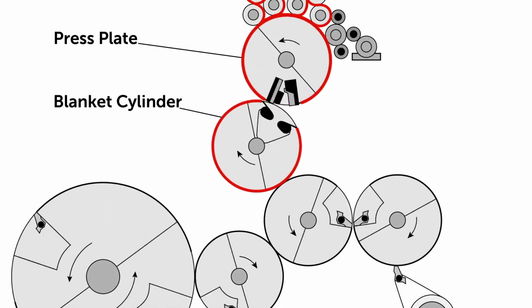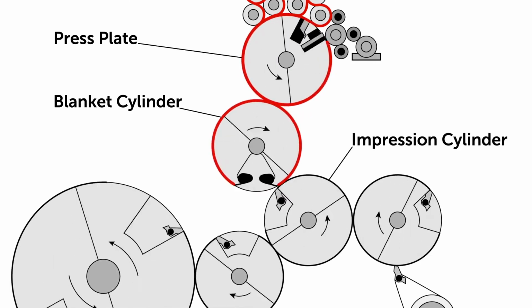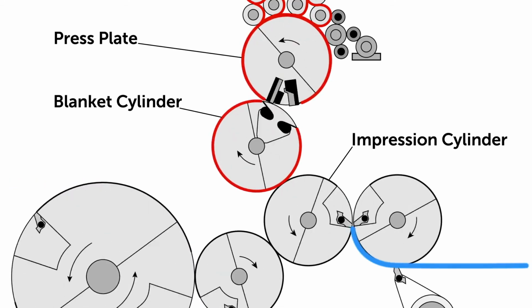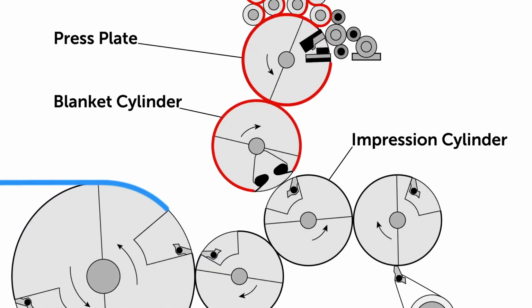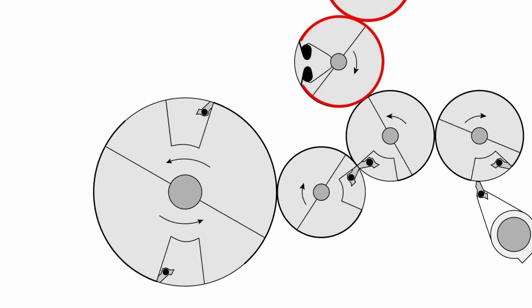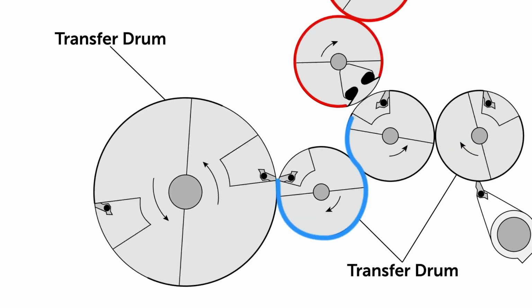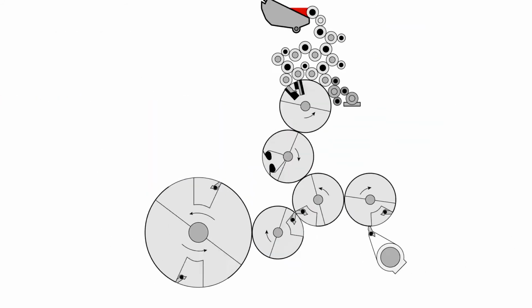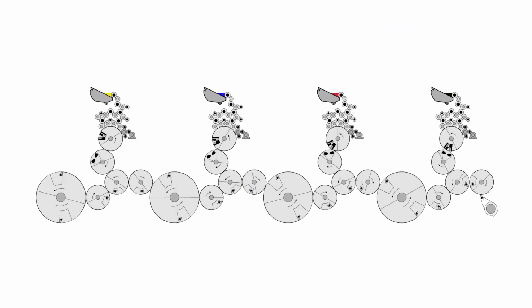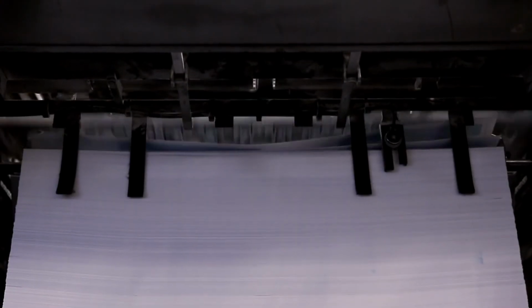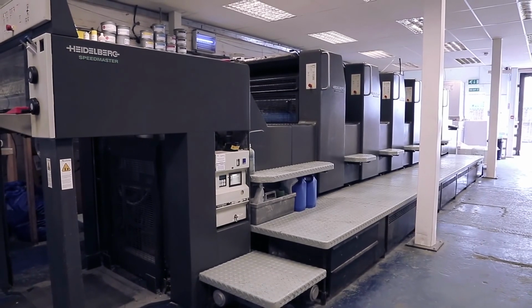It is then passed to the final cylinder called the impression cylinder. The paper runs between the impression cylinder and the blanket cylinder, pressing the image onto the paper. The paper will then run through the transfer drums. Each cylinder is equipped with grippers that pick up the paper from the previous cylinder and transfer it to the next. Once the prints have passed through each unit, they will then be dried with hot and cool air and placed on the delivery pile. And that is the process of offset lithographic printing.